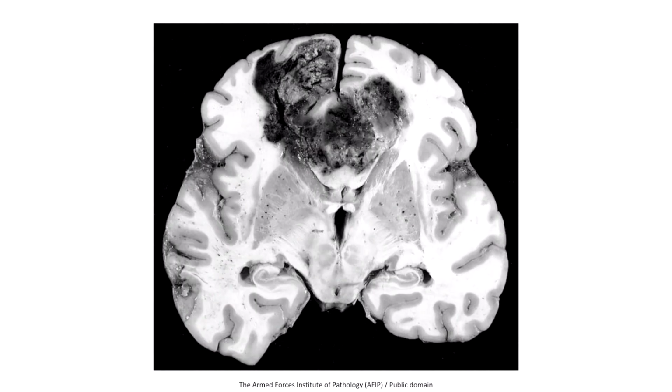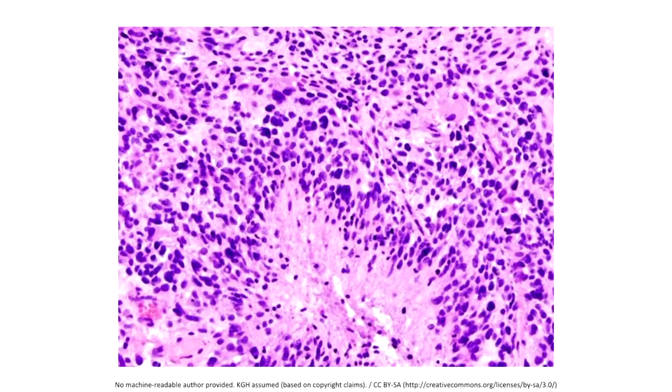Here's a gross image of the brain in someone with glioblastoma multiforme. Notice how the tumor crosses the midline structure of the corpus callosum and presents in the shape of a butterfly. Here's a histopathological image of someone with glioblastoma multiforme. Notice the region of necrosis surrounded by tumor cells right here. Again, the term pseudopalisading is used to describe this particular appearance.